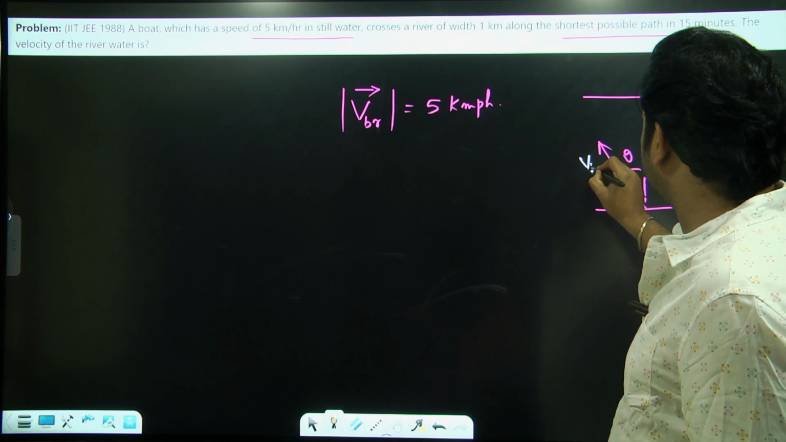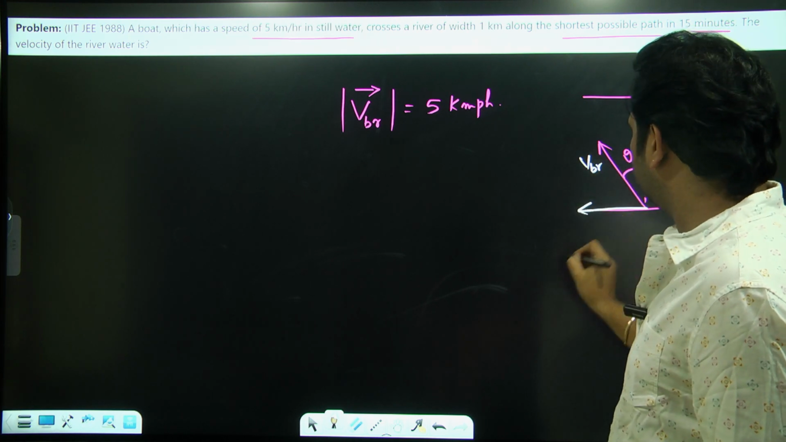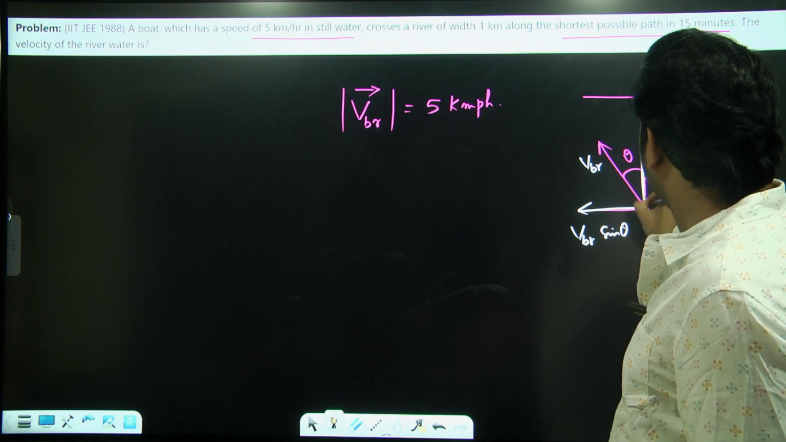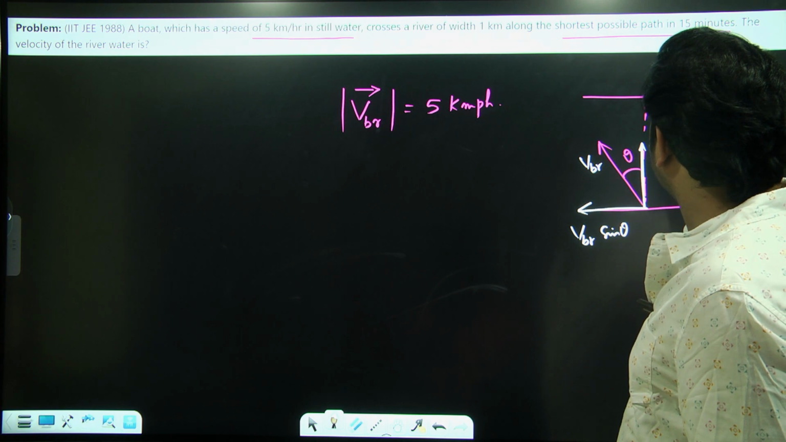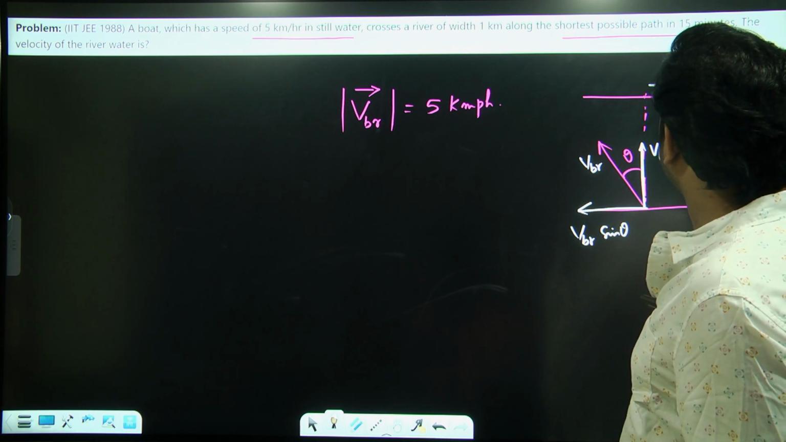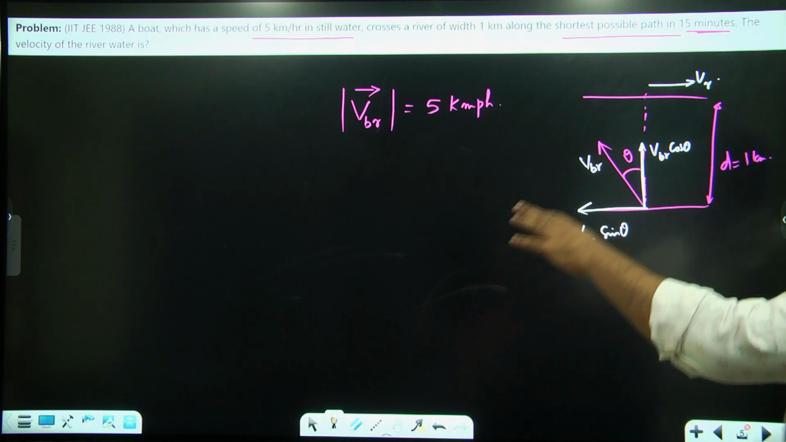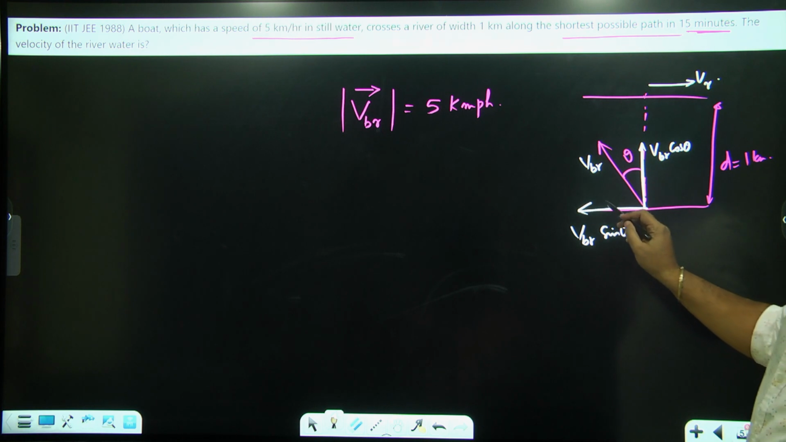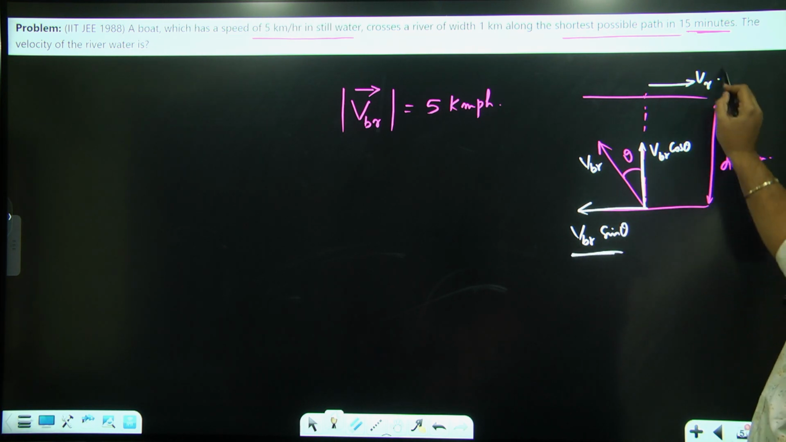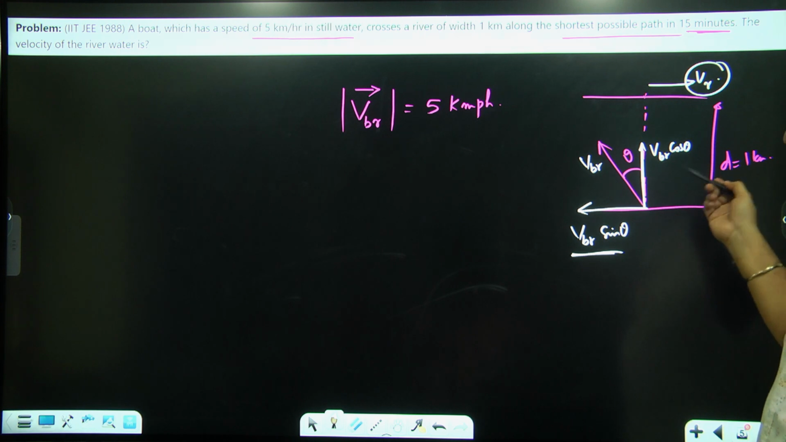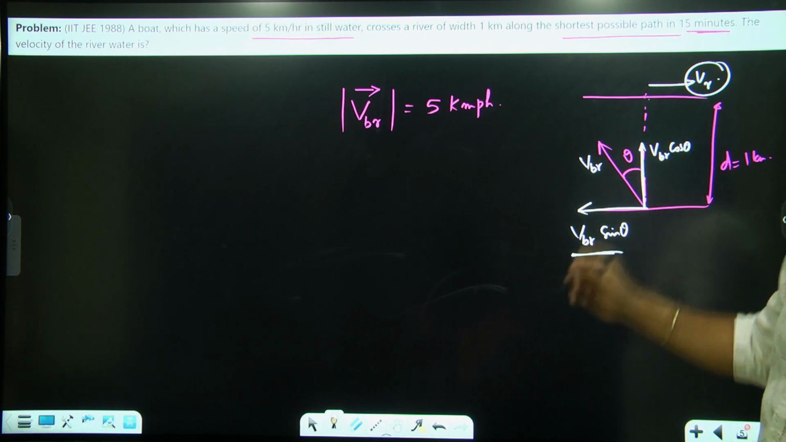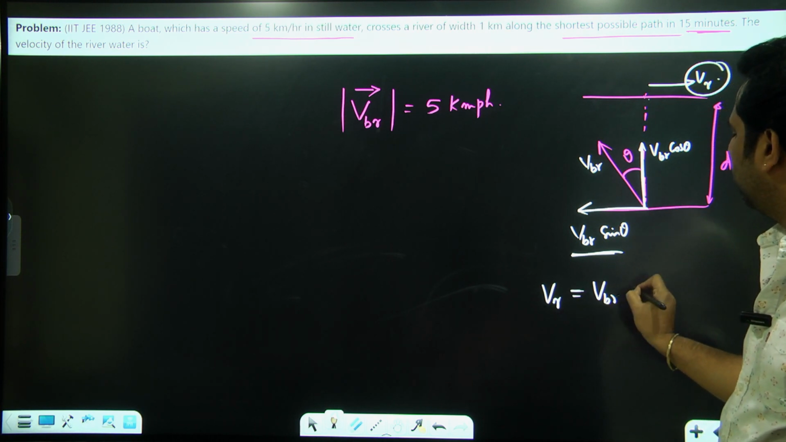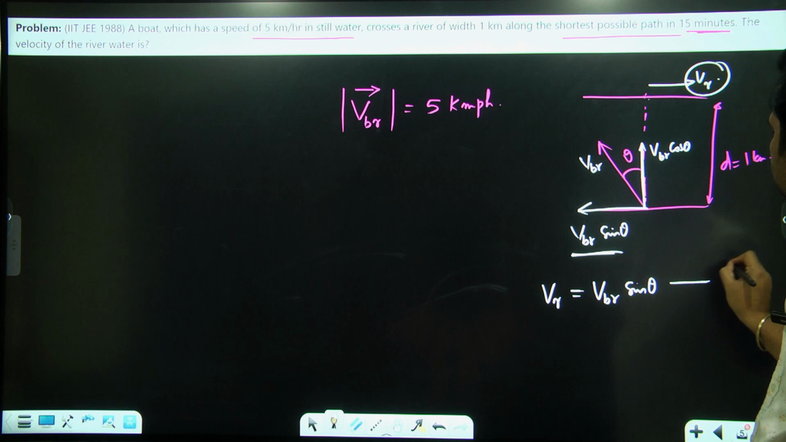So let me say this is the velocity of the boat with respect to river. Resolve in two directions. So we have VBR sine theta, VBR cos theta, and I have the velocity of river. He is crossing a river in the shortest possible path. If he is crossing the river in the shortest possible path, VBR sine theta must be equal to VR, so that there is no resultant horizontal displacement. He is going straight as observed from the ground. So what is the first equation I can write? VR is equal to VBR sine theta. This is the first equation.